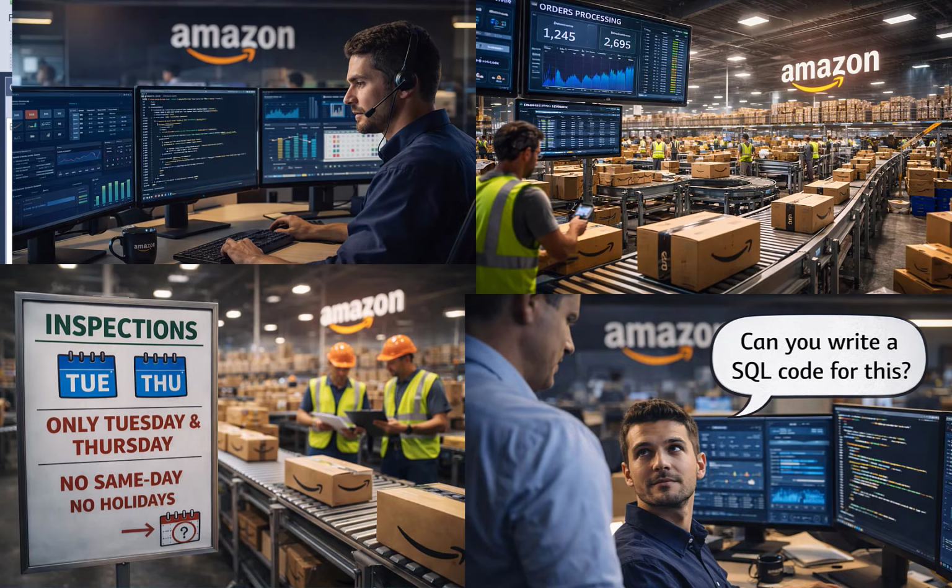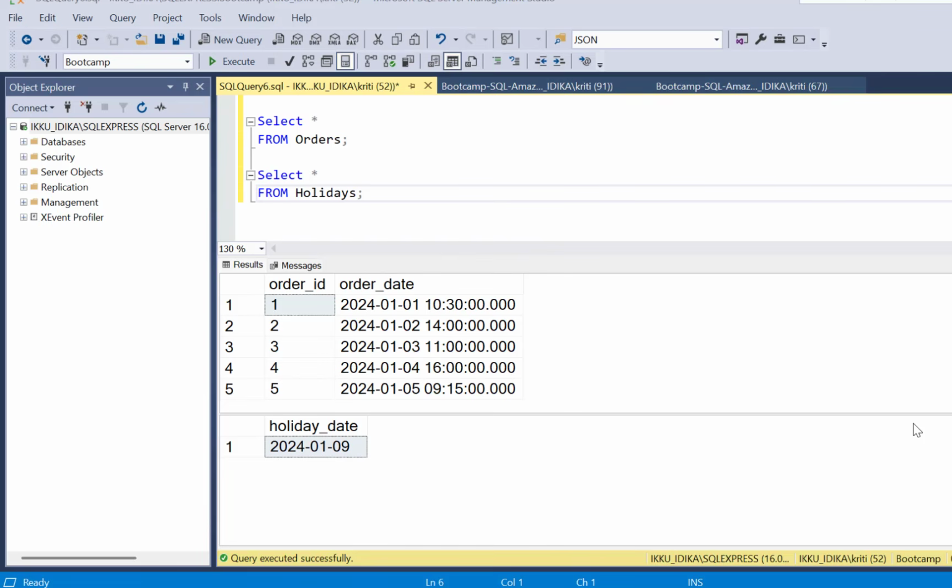This looks like a simple date problem, but it's actually a calendar math plus modulo arithmetic plus system design problem. Let's break it down step by step. We are going to work with two main tables, the orders table that stores when each order was placed and the holidays table that lists the dates on which a holiday falls. For each order date, we need to compute the correct inspection date.